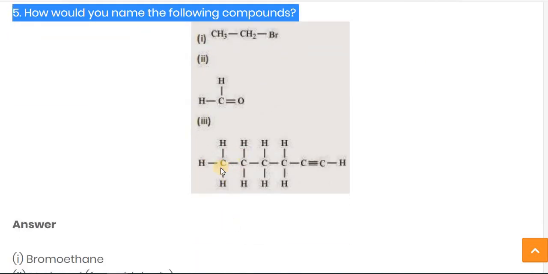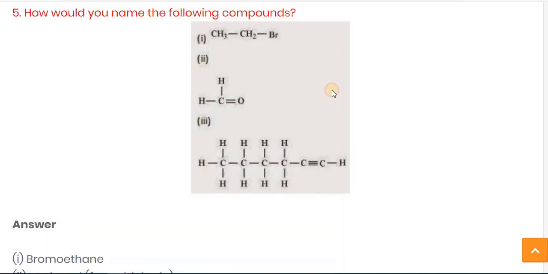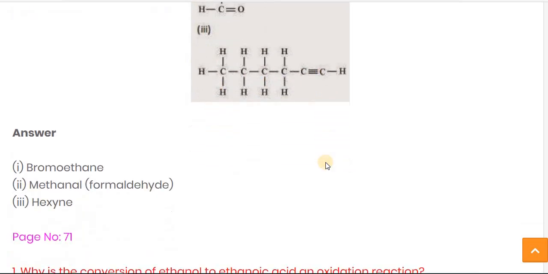Now the third structure: here the triple bond is there. For a triple bond the yne suffix is used. It is similar to the alkene group, but it is the yne group. And it possesses 6 carbons, 1, 2, 3, 4, 5 and 6. So 6 carbons means hexa, and the yne suffix means hexyne. The name becomes hexyne.